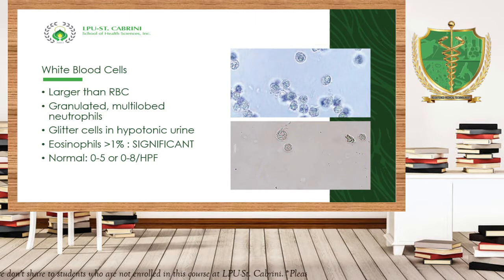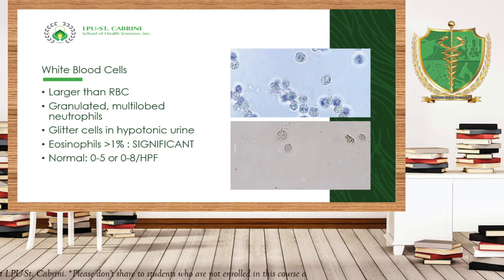si WBC po, meron po siyang mga granulations, meron po siyang lobes, no? Multi-lobed. Okay? And take note guys that WBC is present, no, sa may mga infections. Kasi kung kay RBC, meron tayong tinatawag na crenated RBCs at meron tayong tinatawag na dysmorphic RBC. Meron din tayong tinatawag na ghost cells. No, kay WBC po, meron tayong tinatawag na glitter cells. At kapag naman po glitter cells, that is the WBC in hypotonic urine.